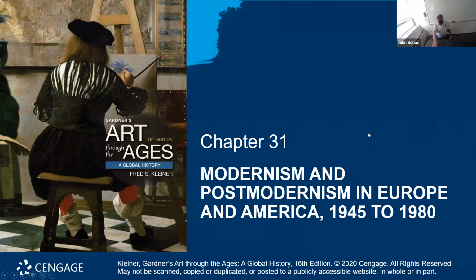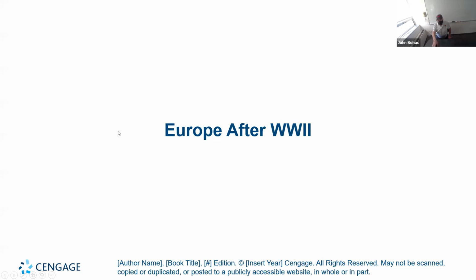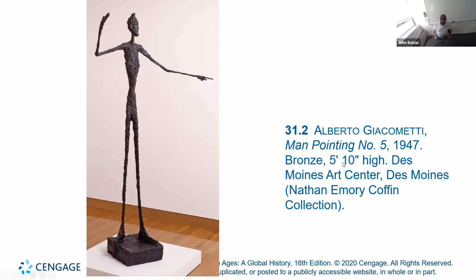I'll show you a little bit about what was happening in Europe right after World War II. And it's not like Europeans stopped making art after the war. In fact, some European artists started their careers after the war. This is Alberto Giacometti, and it's Man Pointing number 5. He made these figures out of bronze, and they're typically very thin. They're elongated. They're almost like expressionism in sculpture.